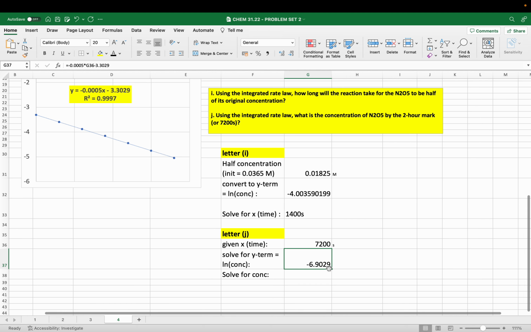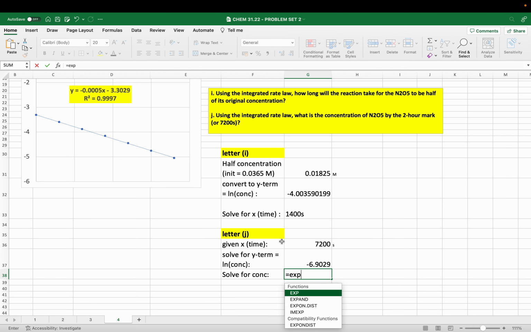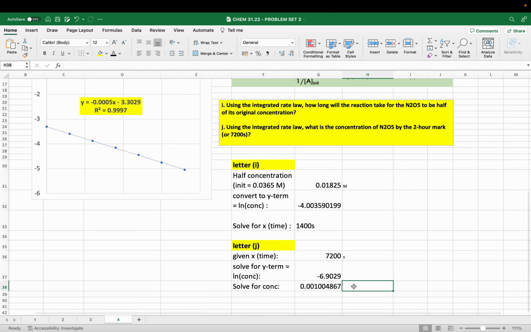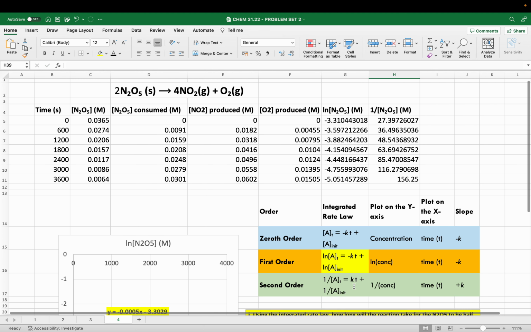How do we get the concentration from an ln of concentration term? Well, we'll simply have to raise e to this value, or Euler's constant. So in Excel, all you need to do is to write exp and select the value you want to raise e to. So the concentration will be around 0.00100 molar of N2O5.